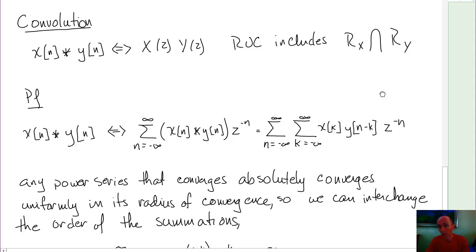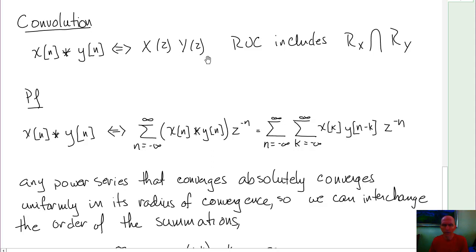Another property that's extremely useful to us is the convolution property. This is very similar to when we were using Fourier transforms, but actually we use it even more. What we want to prove is that if we have two sequences in time, and we take the convolution of those two sequences in time, it turns out that in the z transform domain, we do a multiplication. Now the region of convergence in this case is not as clear as in the other cases. All we can say is that the region of convergence of the multiplication includes the intersection of the regions of convergence.